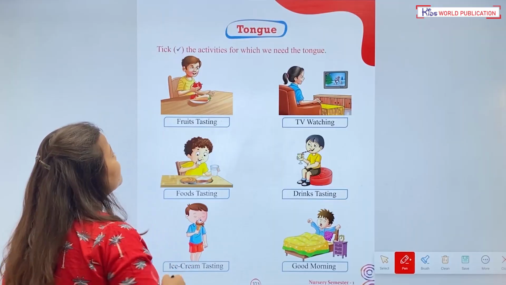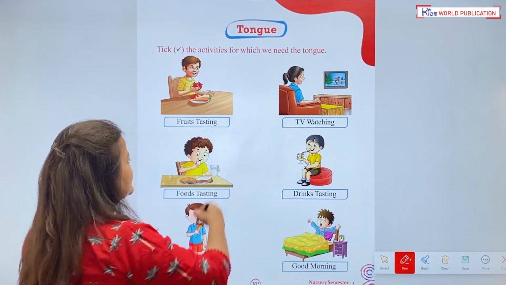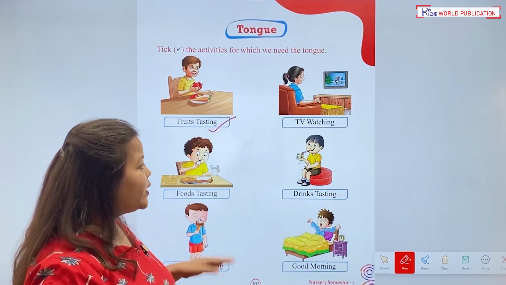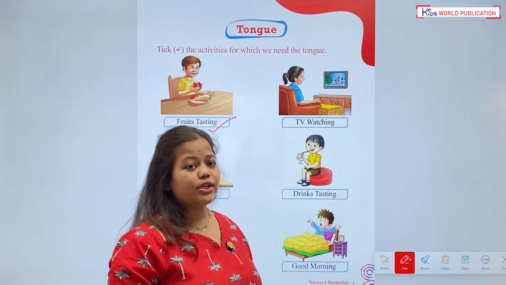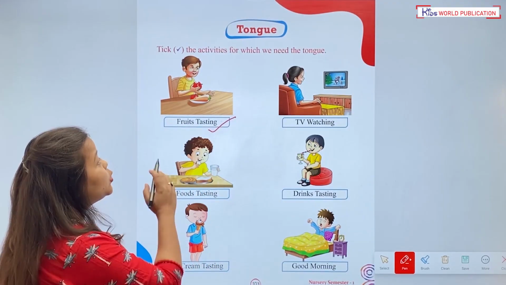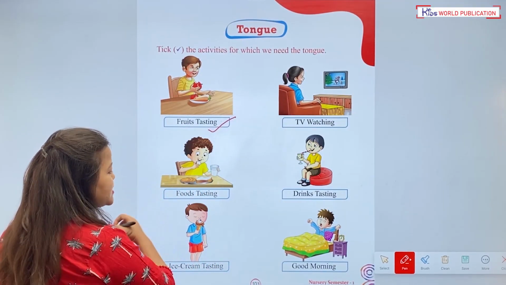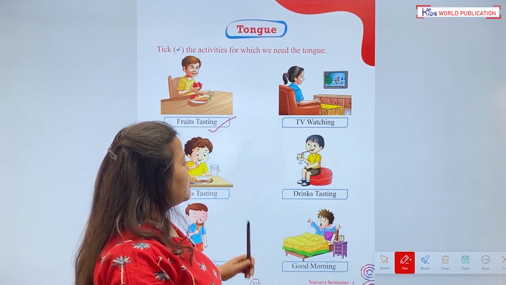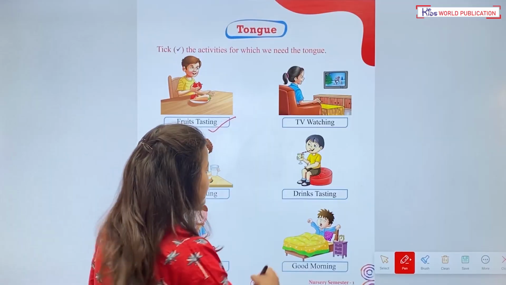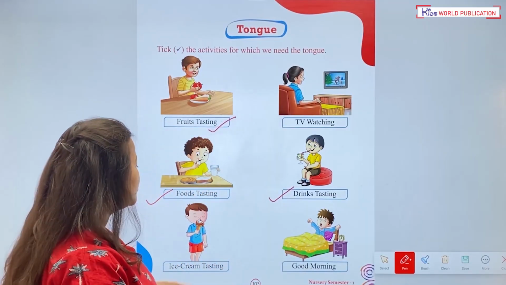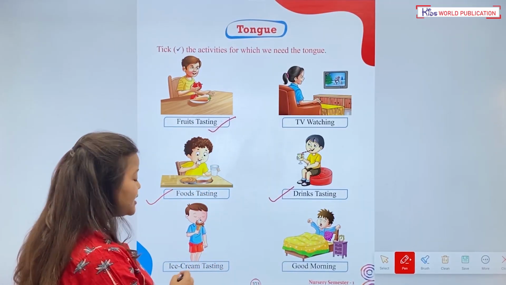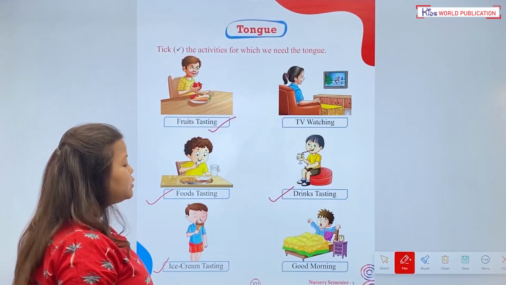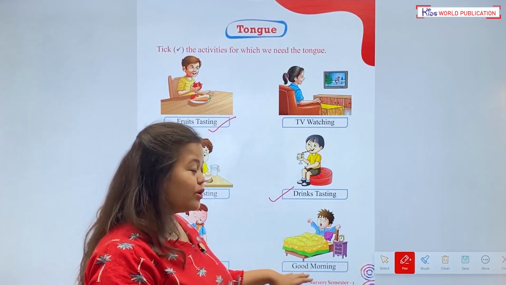Tongue. Tick the activities for which we need the tongue. Do we need the tongue for fruit tasting? Yes. Do we need the nose for TV watching? No. Do we need the tongue for food tasting? Yes. Do we need the tongue for drinks tasting? Yes. Do we need the tongue for ice cream tasting? Yes. Do we need the tongue for good morning? No.